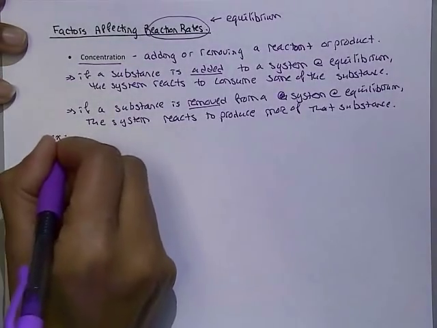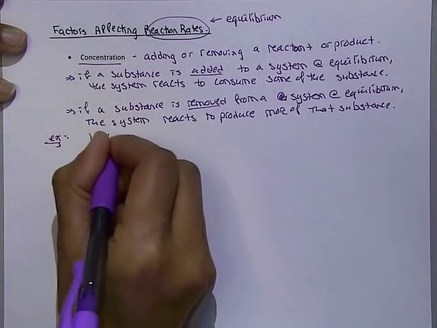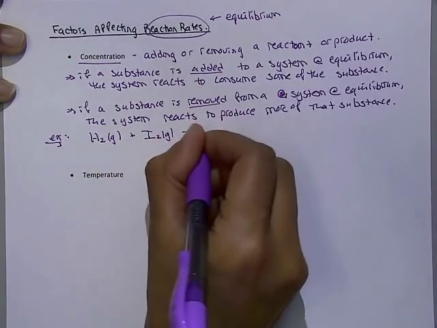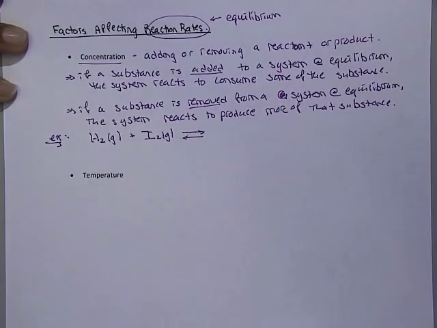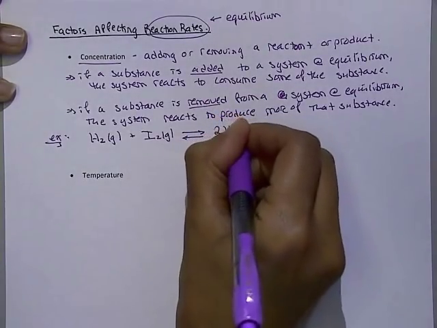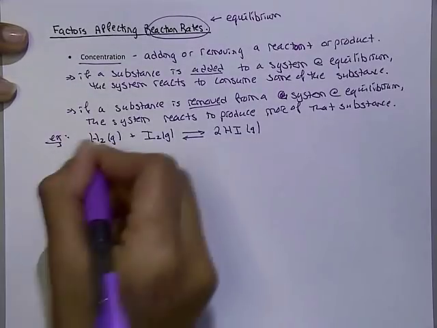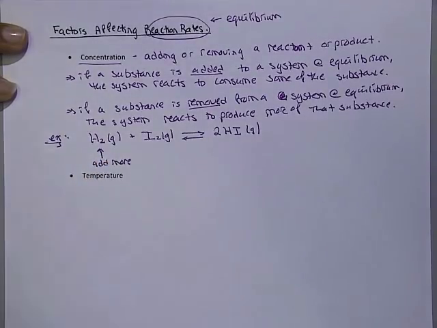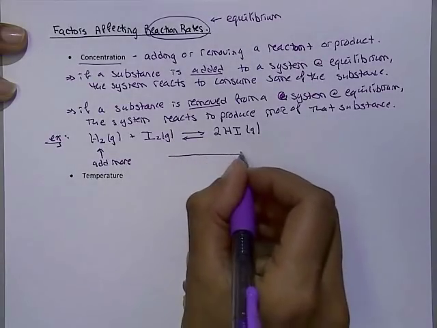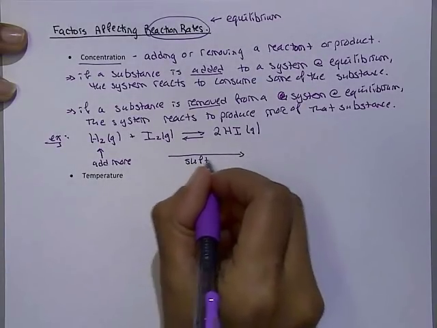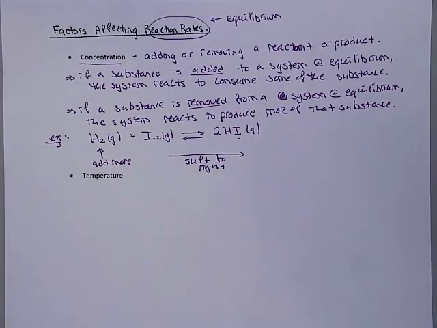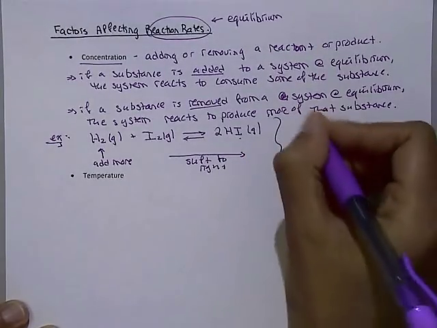Let's actually do an example here. If we have hydrogen gas reacting with iodine gas, and our system's at equilibrium, and we're showing that by the double arrow, and this produces hydrogen iodide gas. Now if we add more hydrogen gas, what's going to happen is that your system is going to shift to the right to produce more HI in order to achieve equilibrium. So this is Le Chatelier's principle in action.